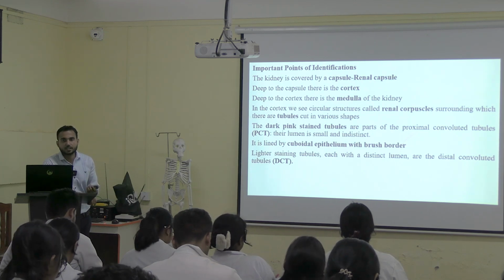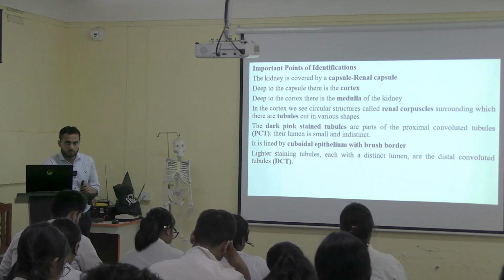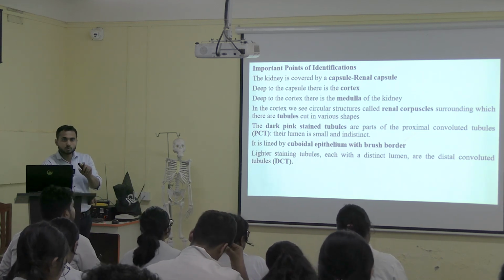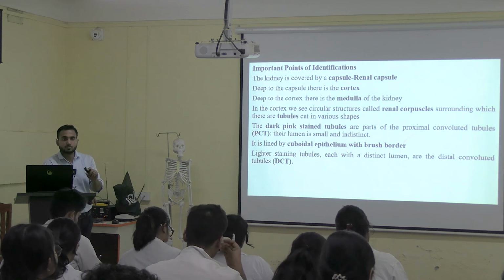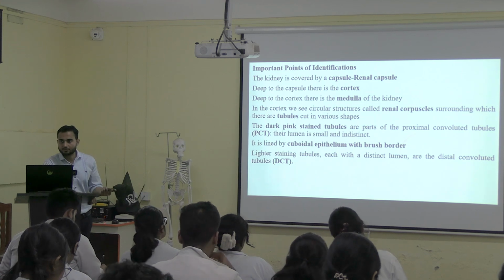So what is PCT? Proximal convoluted tubule. DCT means distal convoluted tubule. Those two types of tubes are present. Where are they present? They are present in the cortex of the kidney.